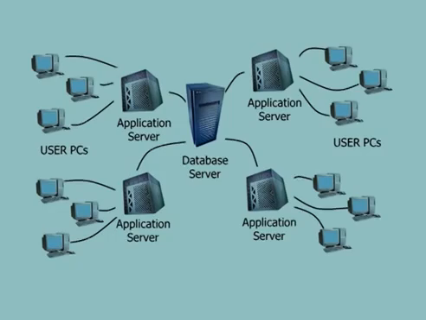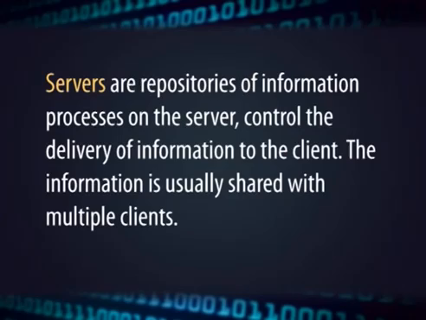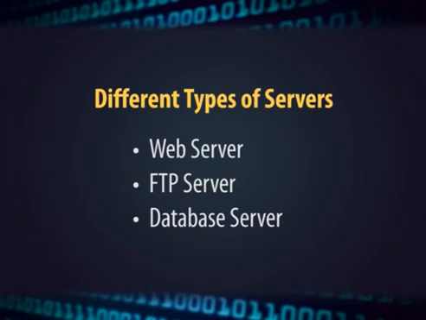The biggest advantage of the client server model is the centralization of resources, that is usernames and passwords, files and databases. An example of the client server architecture is the web server and browser. Servers are repositories of information. Processes on the server control the delivery of information to the client. The information is usually shared with multiple clients. Examples: web server, FTP server, database server.